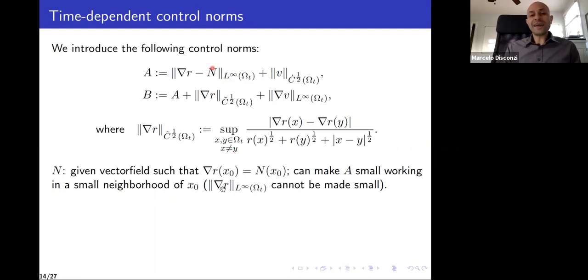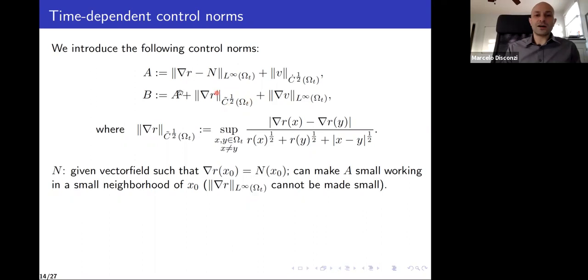Now, if you don't have this n, if you're just looking at the gradient of r in L-infinity, then this quantity cannot be made small by localization or scaling arguments. And for reasons I'm going to explain later, you want to be able to make this quantity here small.